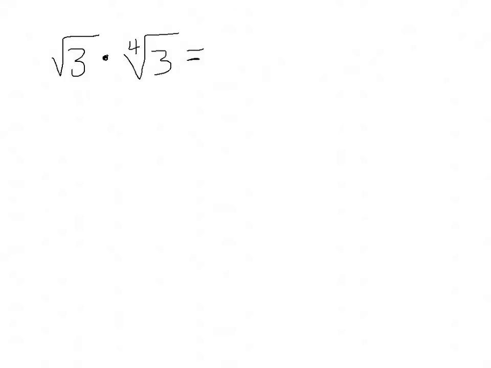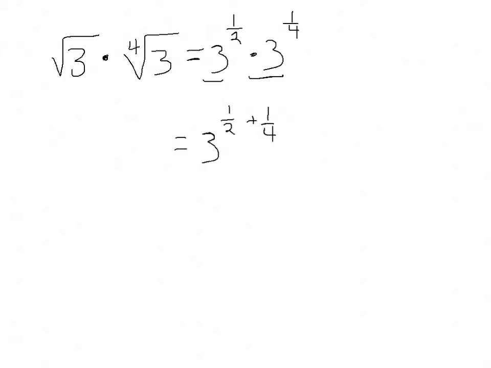So let's convert these. We have the square root of 3, which can convert into 3 to the power of 1/2, times the 4th root of 3, which can convert into 3 to the power of 1/4. Now, we have the same base, which is 3 and 3, and we can use our properties of exponents. We're going to have 3 to the power of, and now we can add our exponents. So we have 1/2 plus 1/4.